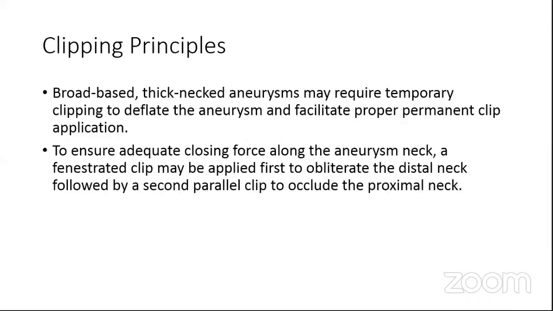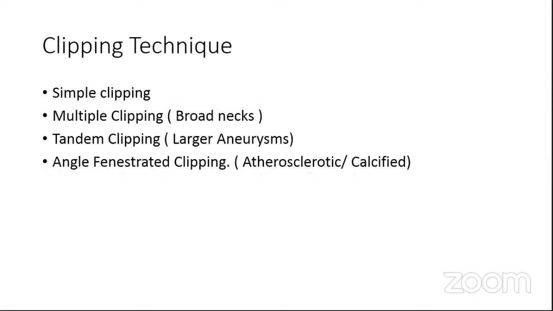There are some clipping principles. The broad-based thick neck aneurysm may require temporary clipping to deflate the aneurysm and facilitate proper permanent clip application. We should ensure there is adequate closing force along the aneurysm neck. Or sometimes a fenestrated clip is applied to obliterate the distal neck, followed by a parallel permanent clip to occlude the proximal neck. This is done in thrombosed or atherosclerotic aneurysms or giant aneurysms.